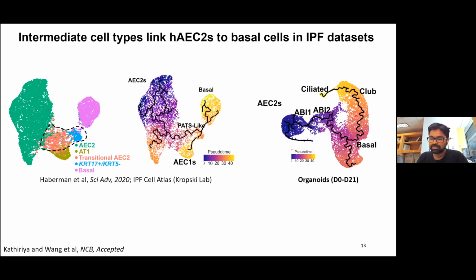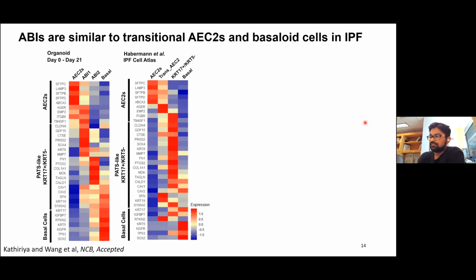So we looked at the molecular signature of these populations from organoids and IPF lung, and what we found is that type 2 cells are like type 2 cells, basal cells are like basal cells, but of interest, the transitional AC2s share a number of genes with the ABI1s, and the basaloid cells, or the K17 positive, K5 negative cells, share features with ABI2s. Those are just some of the select markers that we looked at.